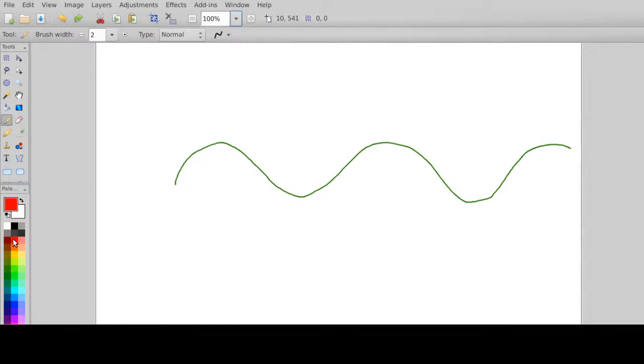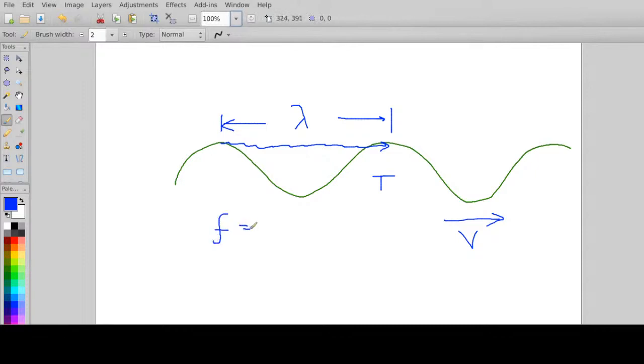Okay, and you can say a few things about that. You could say, well, how far is it from crest to crest? And that is called lambda. And because this whole thing is moving this way, you could say how fast is it moving? And you can also say how long does it take before this crest makes it over to that crest? Well, that time is called the period, but the reciprocal of the period is going to be the frequency. And the frequency is how many of these crests go by a particular point per second.